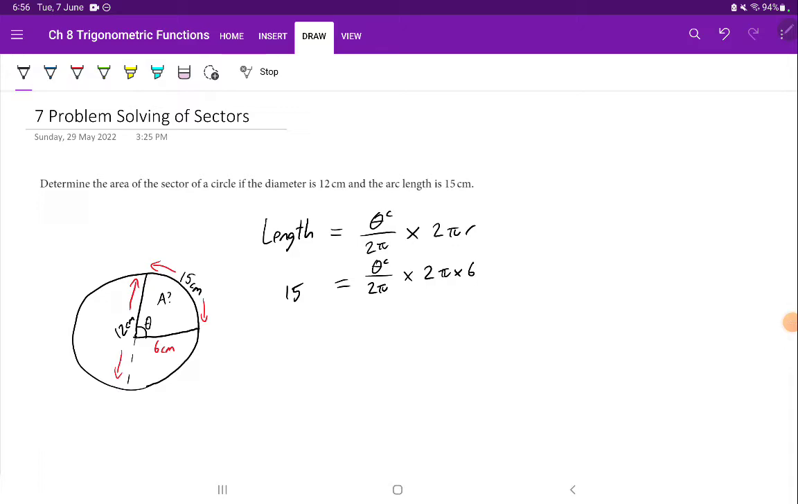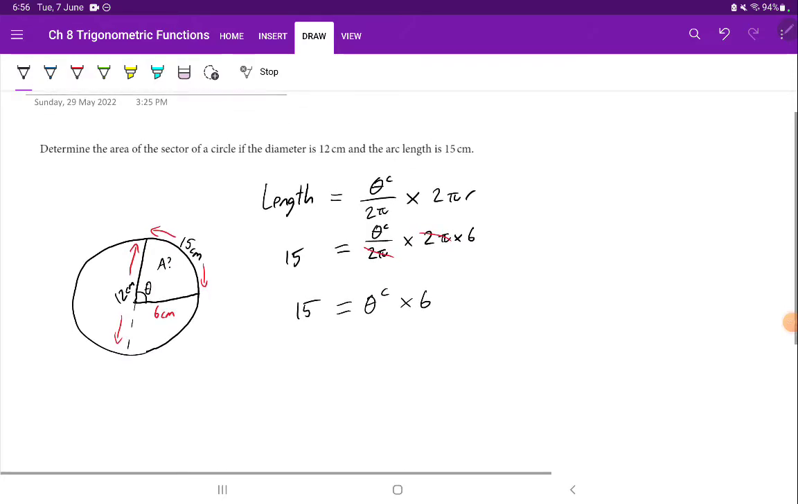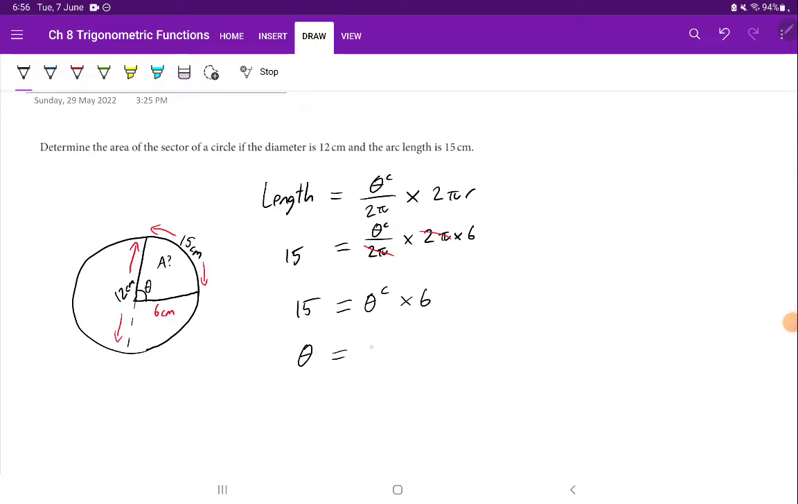But you'll notice that the 2 pi actually cancels in the rule. I don't use the simplified version of the rule, but you can see here that the rule actually simplifies for length using radians quite nicely. Anyway, so 2 pi cancels with 2 pi, and we're left with 15 equals theta radians times 6, divide both sides by 6, and we get that the number of radians is going to be 15 on 6. So now that I've got that, I can now calculate the area.